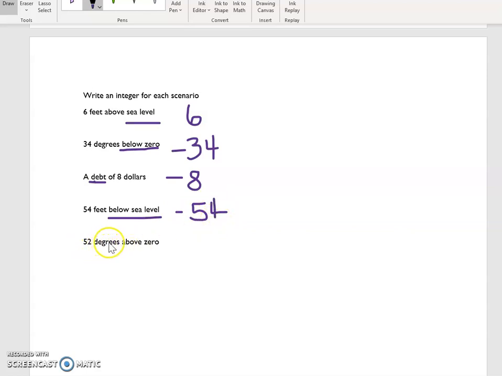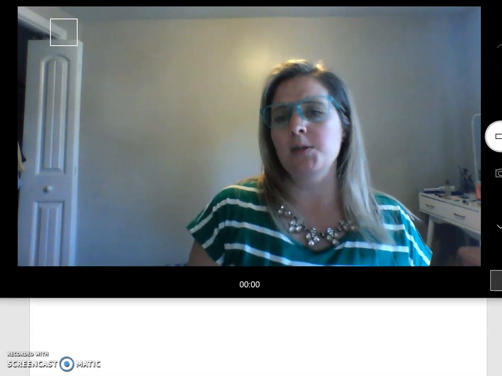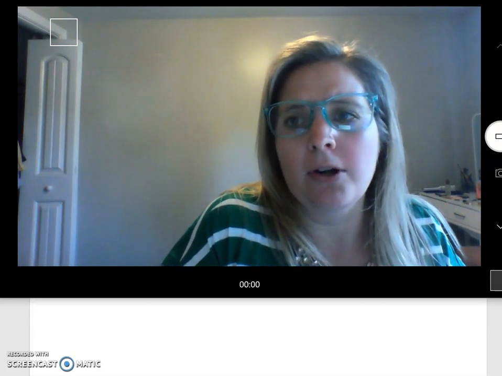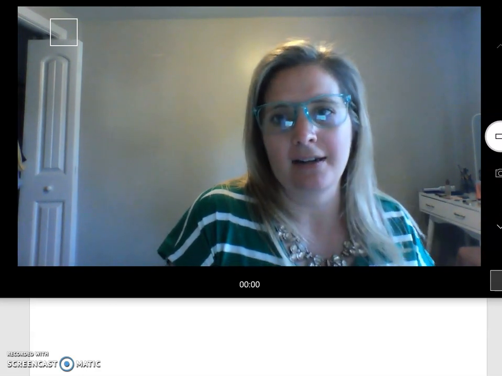And then the last one, we have 52 degrees above 0. That's again above our 0 on our vertical number line is positive values, so we have a positive 52. This provides a good entry point into Unit 7. And again, we're going to learn a lot of new vocabulary and be working with positive and negative numbers.